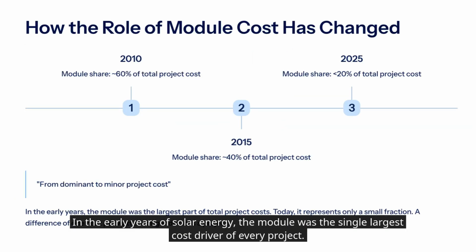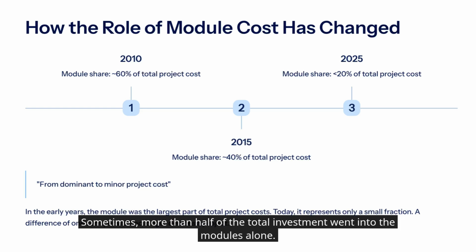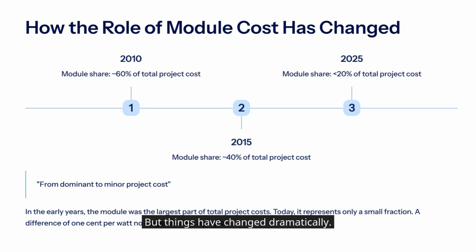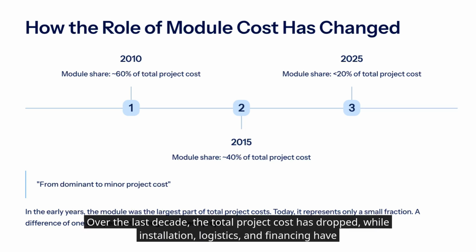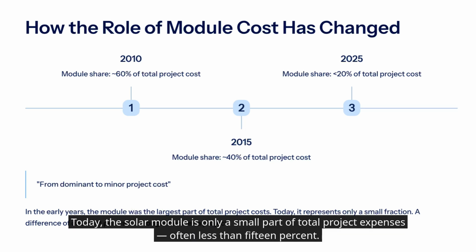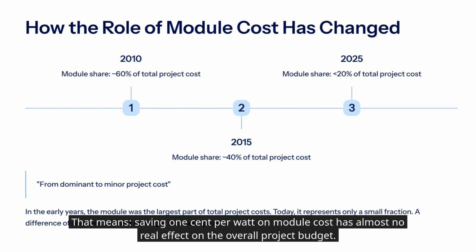In the early years of solar energy, the module was the single largest cost driver of every project. Sometimes more than half of the total investment went into the modules alone. Back then, even a difference of 1 or 2 cents per watt could decide if a project was profitable or not. But things have changed dramatically. Over the last decade, the total project cost has dropped, while installation, logistics, and financing have become the dominant factors. Today, the solar module is only a small part of total project expenses, often less than 15%. That means saving 1 cent per watt on module cost has almost no real effect on the overall project budget.